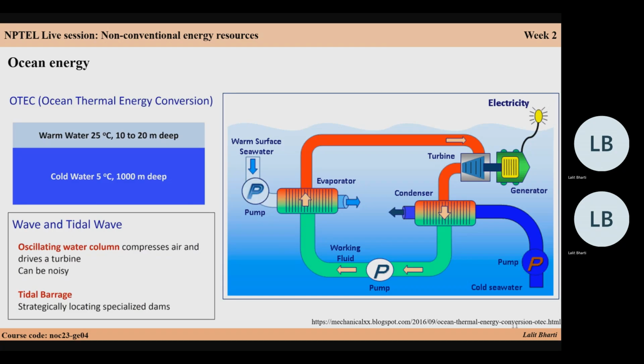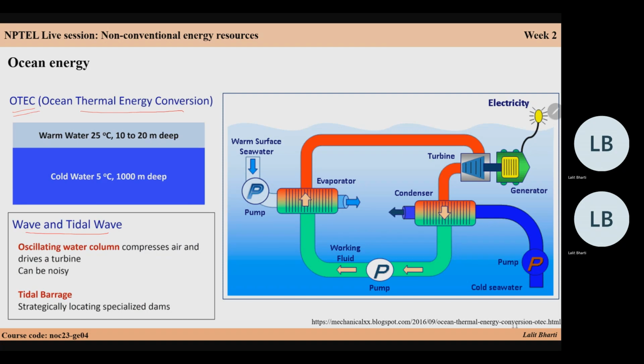The next topic is ocean energy. So ocean energy is a type of renewable energy which can be of two types. First one is the ocean thermal energy conversion, and second is the waves and tidal. So the schematic is shown for the first one. So this is ocean thermal energy conversion. It depends on the temperature gradient or the difference in temperature.